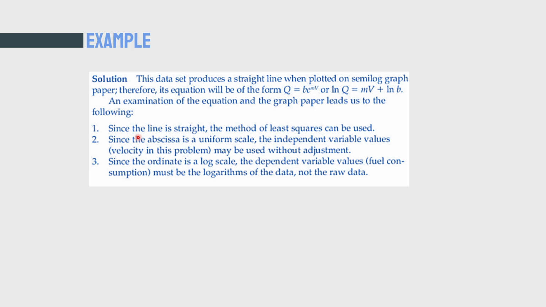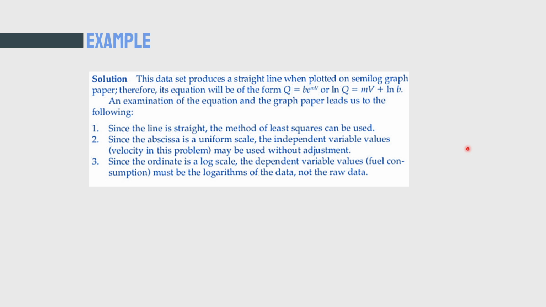You take the ln or the log, same thing. ln of Q would be mV, because ln of e to the mV would be mV, plus ln of B. Now, examining the equation and the graph paper will lead us to the following. Since the line is straight, the method of least squares can be used. You can't use the least squares method in a non-linear situation, or you need to work out your equation to make it linear.